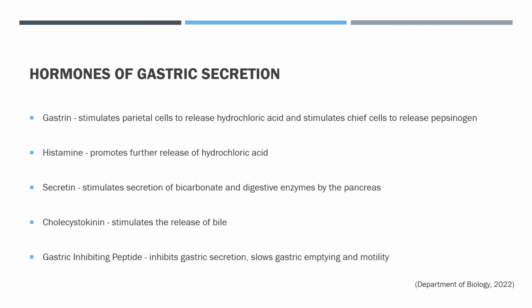And the gastric inhibitory peptide inhibits gastric secretion and slows gastric emptying and motility. These hormones are secreted by specialized epithelial cells located in the mucosal epithelium of the small intestine, and they then enter the bloodstream to reach their target organs.